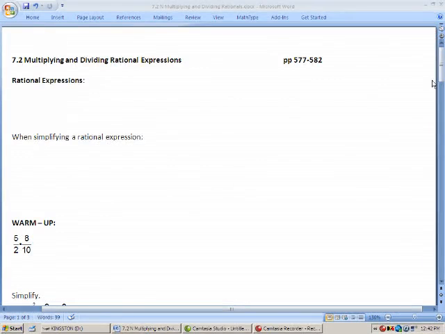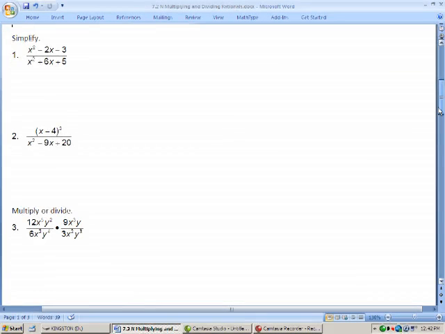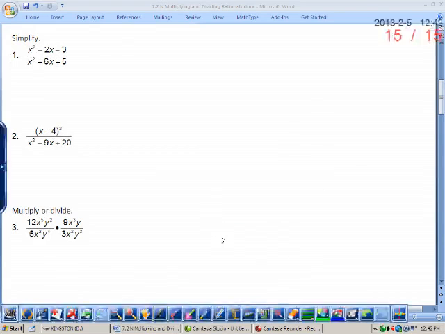All right, let's simplify numbers 1 and 2. We're not going to start multiplying or dividing yet. We're just going to simplify. So write down this first one, x squared minus 2x minus 3 over x squared plus 6x plus 5.